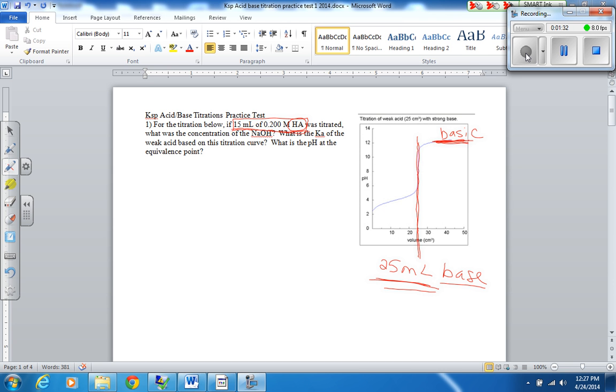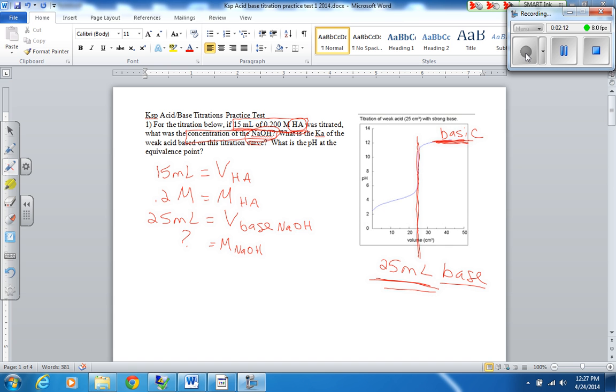Next, how do we do this now? Let's look at what we're given. I'm going to summarize all the given information. I've got 15 milliliters, which is my volume of HA. I'm given 0.2 molar, which is the molarity of the HA. I also have 25 milliliters, which is the volume of the base. In this case, they tell us the base is NaOH. And we are trying to find, first, the concentration of NaOH. Molarity of NaOH equals question mark.